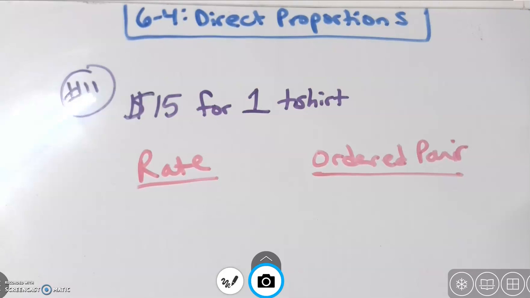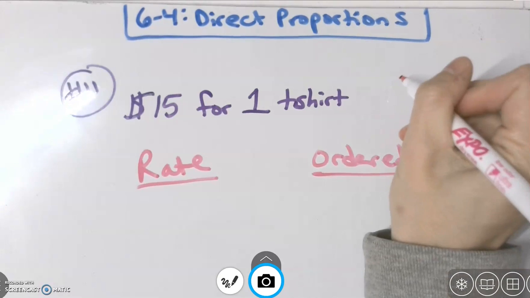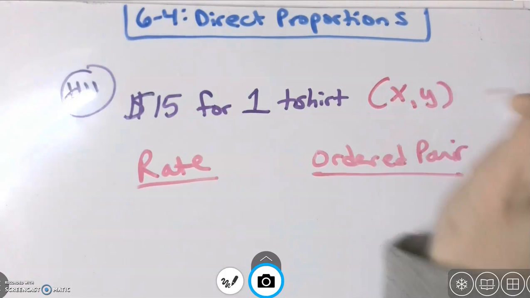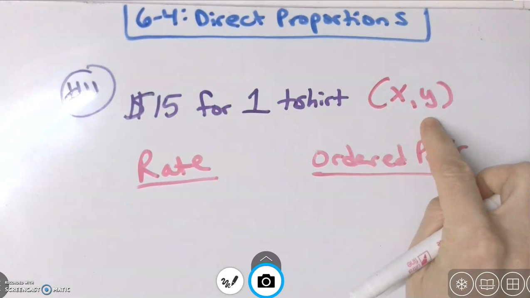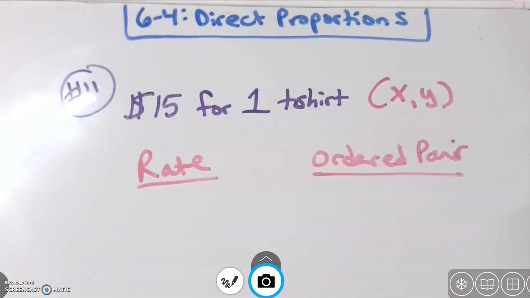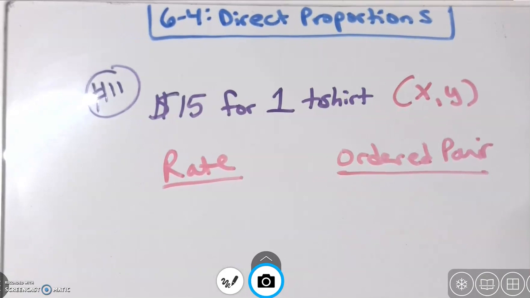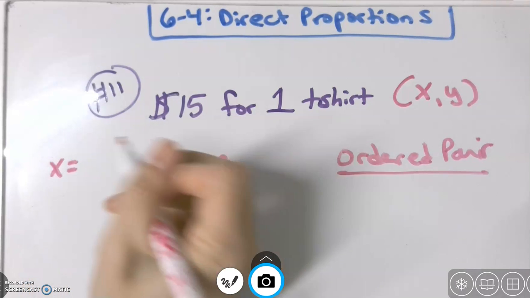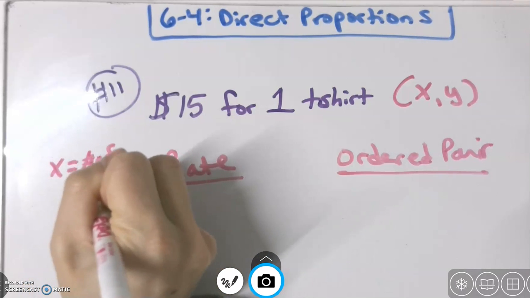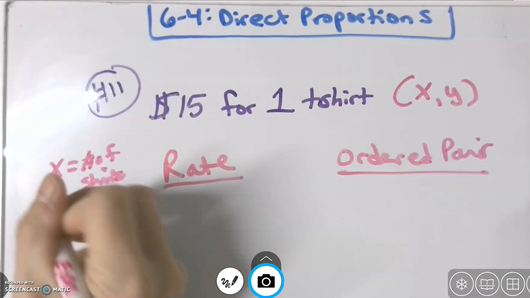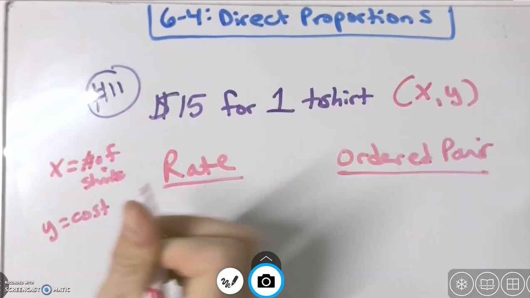What I want you to notice is that on the graph on page 174, you have t-shirts as your x coordinate. T-shirts are on your x-axis and the cost is y. That's almost always the case. Cost is always going to be your y coordinate. An ordered pair is x, y. So when you look at that graph, x equals the number of shirts, and y equals cost.